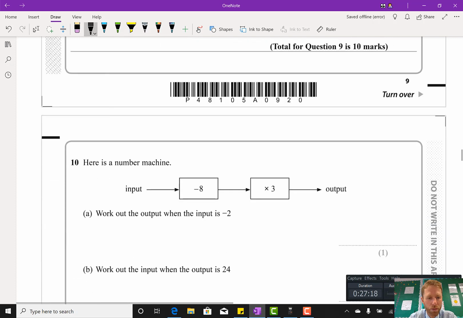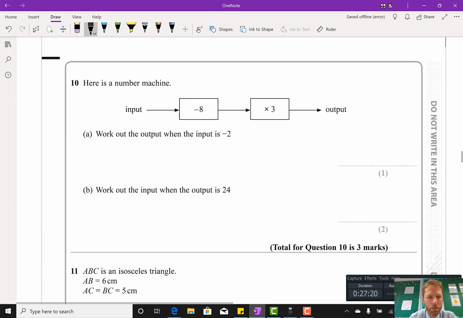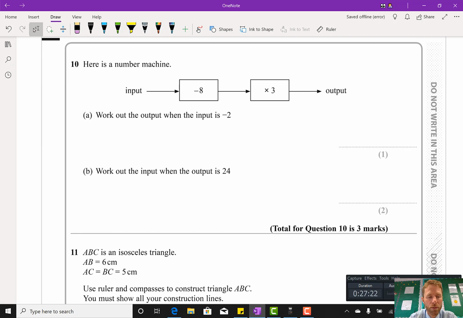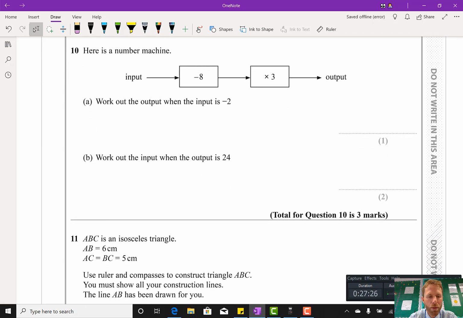Number 10, here is a machine, a number machine. Now this is something that, for some unknown reason, I find lots of students trip up on. Input means what number you're putting in, output means what we get at the end. Here are the instructions. Common errors with this is people think, well, I absolutely must follow BIDMAS, so I must do the multiply 3 before the take away 8. You don't, you simply follow the arrows.